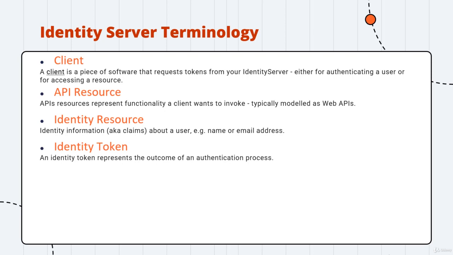The next token is related to the API resource, which is access token. An access token allows access to an API resource. Client will request access token from the identity server, and then this access token will be forwarded to an API. The access tokens contains information about the client and user if present. APIs will use this information to authorize access to their data and functionality. So these are the critical terms that you should understand with the identity server.